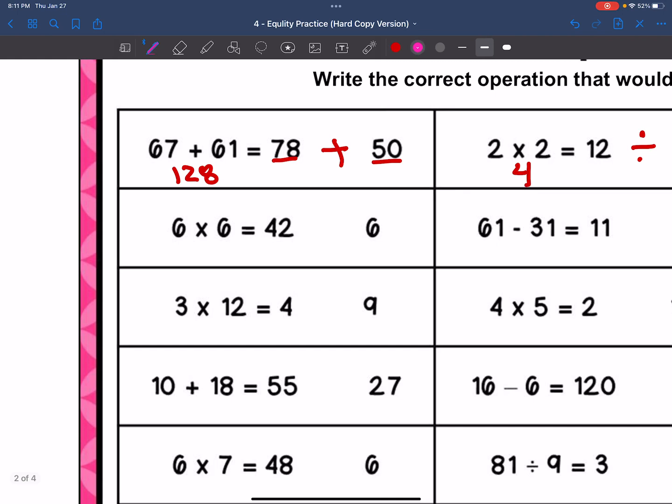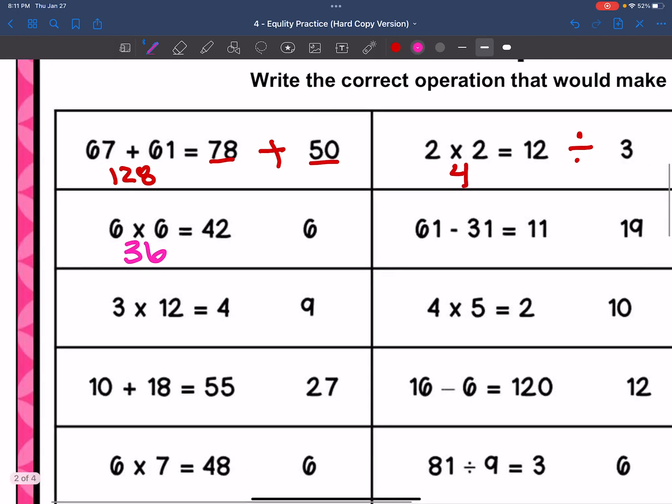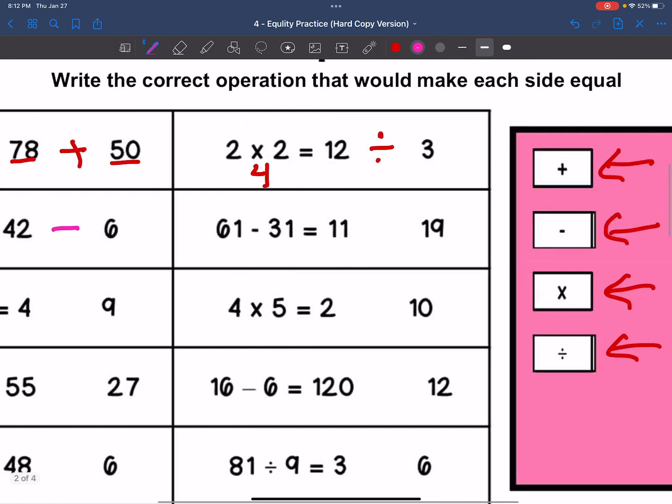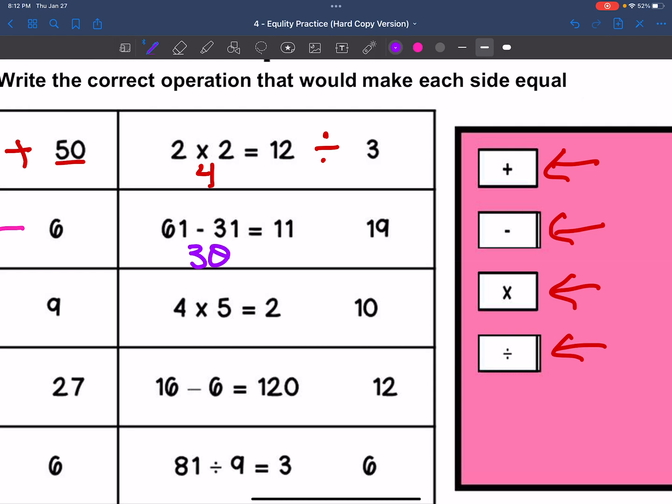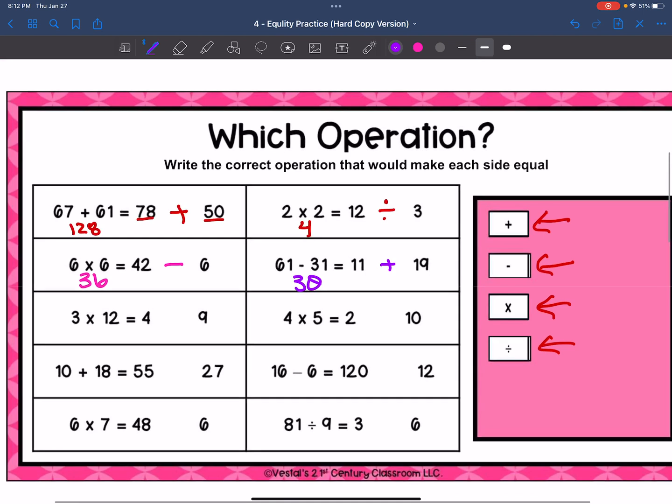Next up, we have 36. So we got to figure out 42 plus 6. Well, that doesn't give me 36. 42 minus 6, that does give me 36. All right, next up we have 61 minus 31, and that gives us 30. Now we got to figure out what math operation needs to happen between the 11 and the 19. Well, 11 plus 19 does give us 30. So like I just went through with you, I just slowly went down one at a time to figure out which one gave us the answer of the side we could compute the number for.